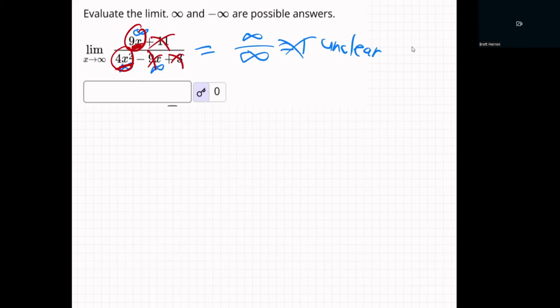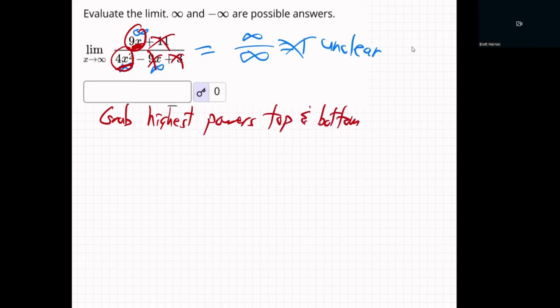So I'll grab the highest powers on the top and the bottom, in the numerator and the denominator. Okay, so then that becomes the limit as x goes to infinity of what? 9x over 4x squared. Just get rid of the rest of them.